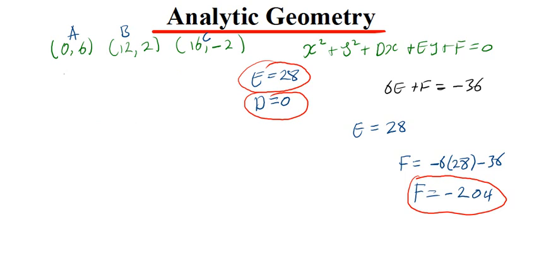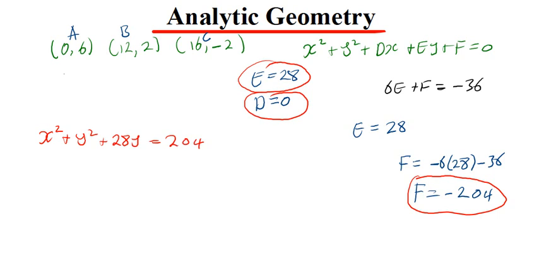So it simply means you are going to get x squared plus y squared. We have found that our D is 0, so we don't have a Dx term. Then we have found that our E is 28, so this will be plus 28y. Then our F, we have found that is minus 204. We can take it to the other side. That's going to be 204. So now we can complete the square.